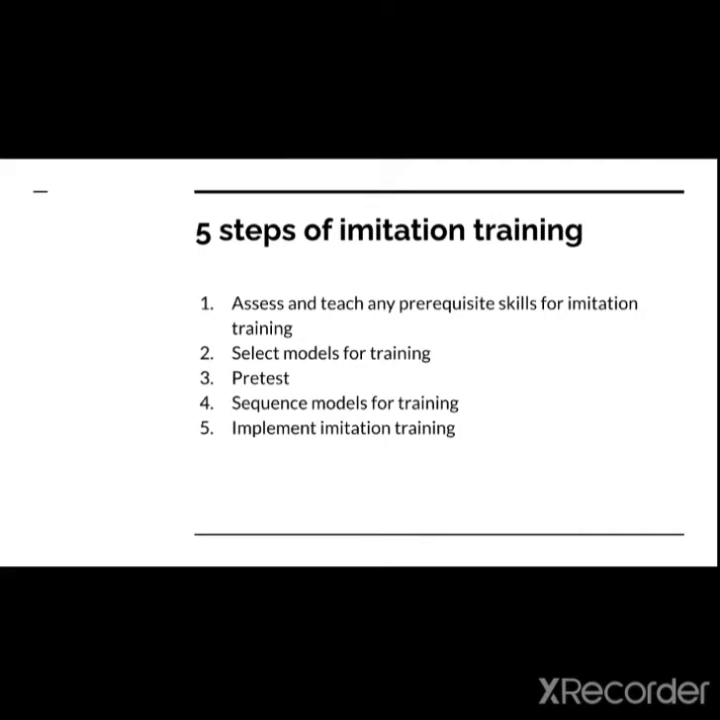5 steps of imitation training. You should assess and teach any prerequisite skills for imitation training because you need to know if they're able to sit there and attend and look at you. You should select models for training, so individuals who are going to work on the team. You're going to utilize a pre-test, meaning you're going to see what the individual already has in their repertoire. And then sequence models for training. Now you're going to train individuals on how to model and how to get the individual to imitate. And then you're going to fully implement imitation training.